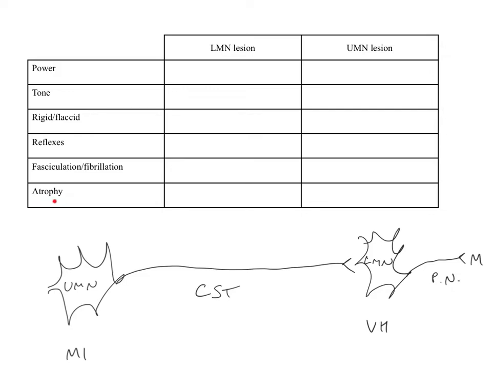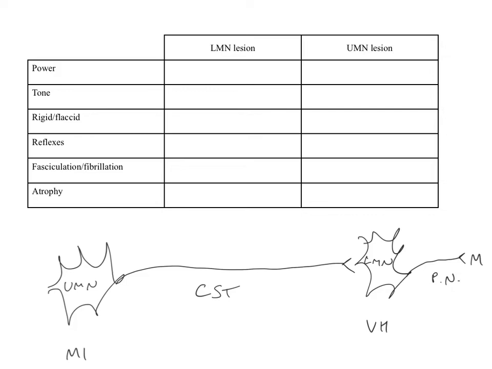And finally, atrophy is where a muscle shrinks, and that can either be down to loss of neuronal input or down to lack of use. Just like astronauts who go into space have to exercise to maintain their muscle mass, if you're paralyzed and you don't use your muscles, you can become atrophied through a similar mechanism. So let's go through these features and just make some general comments.